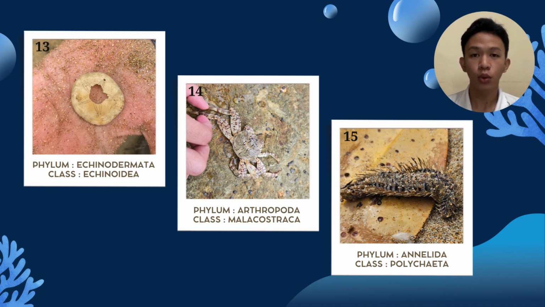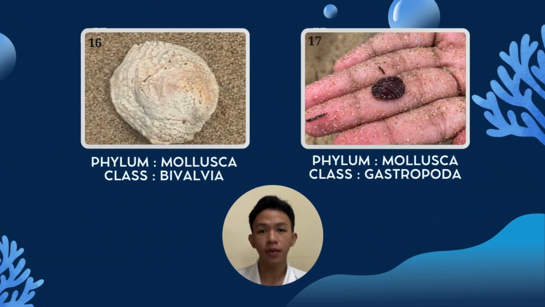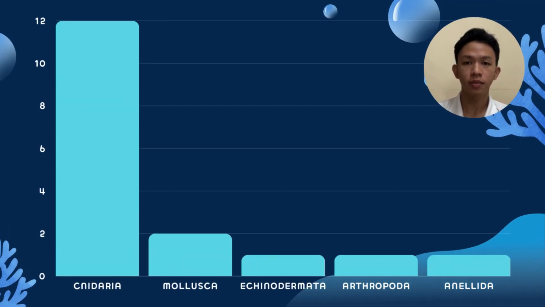Other than that, we found a bristle worm from the phylum Annelida that belongs to the class Polychaeta. And finally, we found two types of marine invertebrates from the phylum Mollusca that belong to the classes Bivalvia and Gastropoda. Based on the results, corals that belong to the phylum Cnidaria are the most numerous species of marine invertebrates that we found at Pulau Batu Gajah.